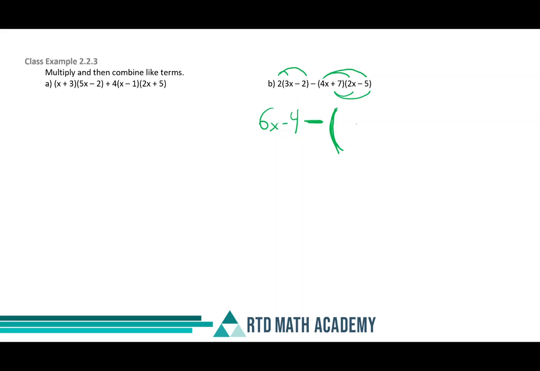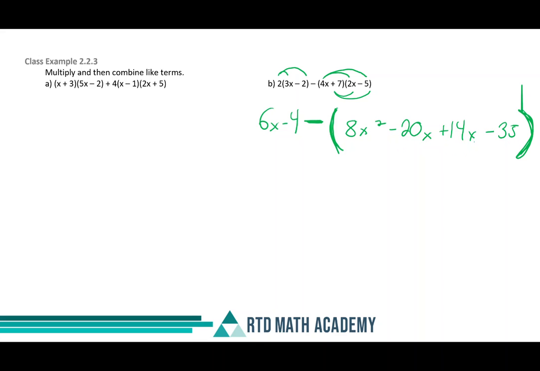Now, within this set of brackets, I'm going to expand this out like I normally did, right? 4x times 2x is 8x squared. 4x times negative 5 is negative 20x. 7 times 2x is 14x. And 7 times negative 5 is negative 35. And then I will close that set of brackets. Okay, we've seen this 3 times now. This is our 3rd time where we have to deal with that negative sign in front of a set of brackets. You have choices. Okay, now I like to get rid of the brackets first.